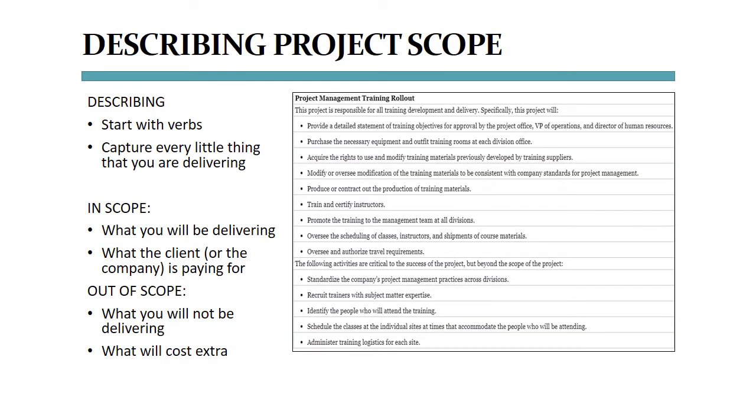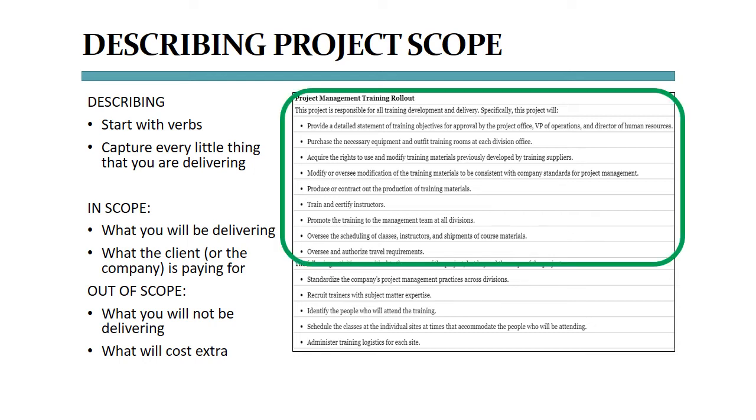Before we go into depth about managing scope, let's take a look at this list. The project here is for rolling out a training course. And here's a list of all the things that need to happen to make the project successful. Note how all the activities start out with verbs like provide or purchase or acquire.